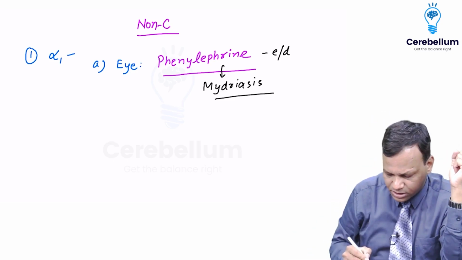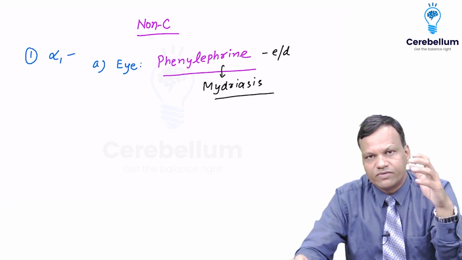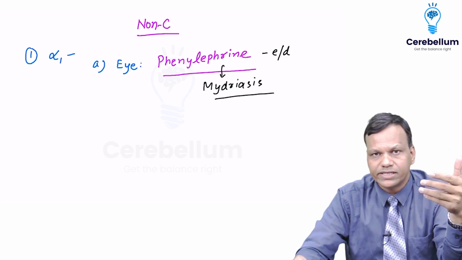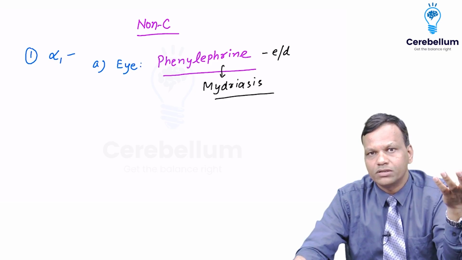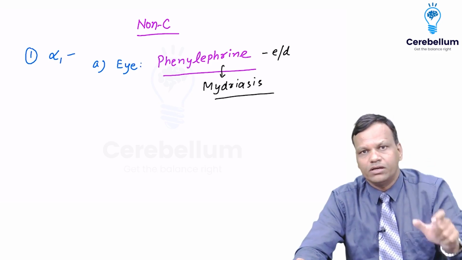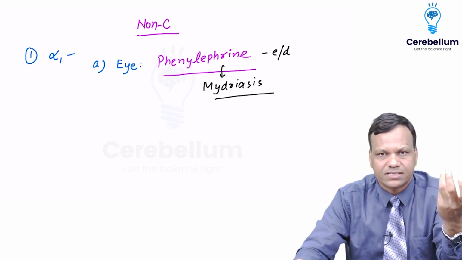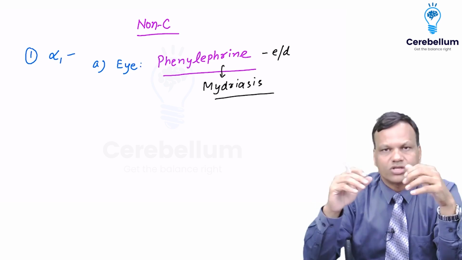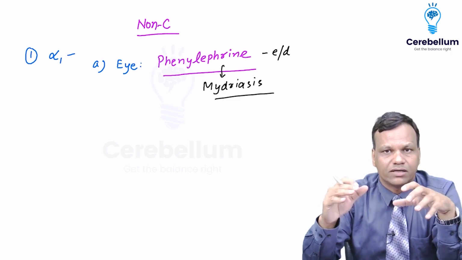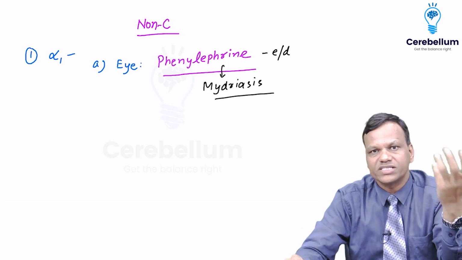But the important thing is, which other mydriatic drug did we discuss earlier in the videos? Yes, anticholinergic drugs like atropine, homatropine. So what is the difference between phenylephrine and atropine in the eye? Both are causing mydriasis. So what is the difference? Phenylephrine causes only mydriasis. It does not cause cycloplegia, whereas anticholinergic drugs cause cycloplegia also.